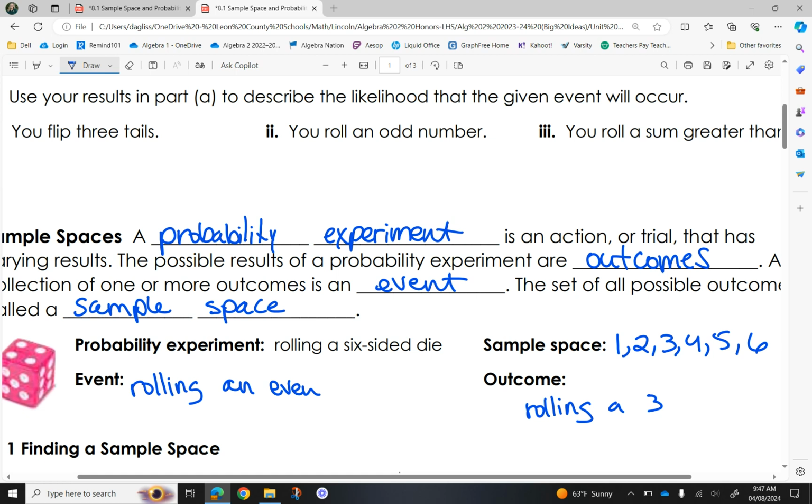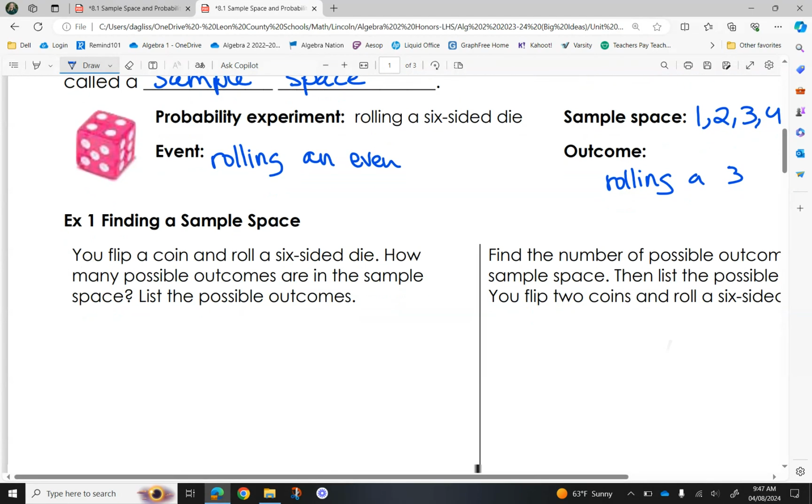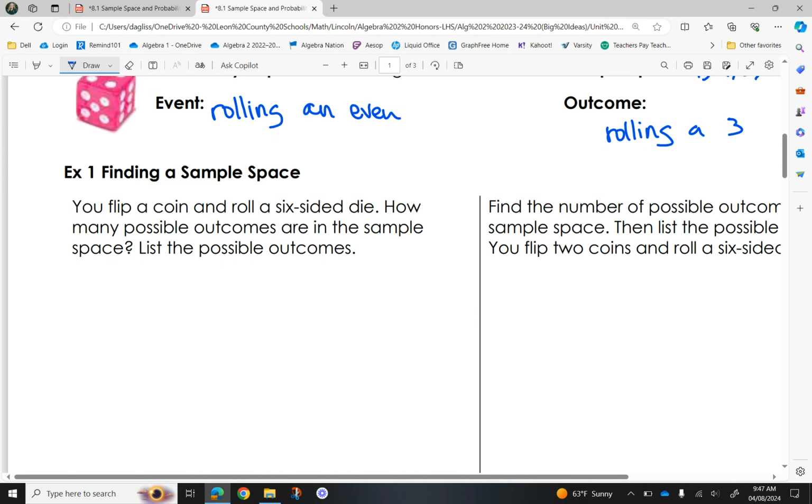So let's look at a couple of examples of finding sample spaces, because sample spaces are a big deal. I have to know the probability of something coming out of the possibility of what could happen out of everything, which is our sample space. Okay. So what if we flip a coin and we roll a 6-sided die? How many possible outcomes are there in the sample space?